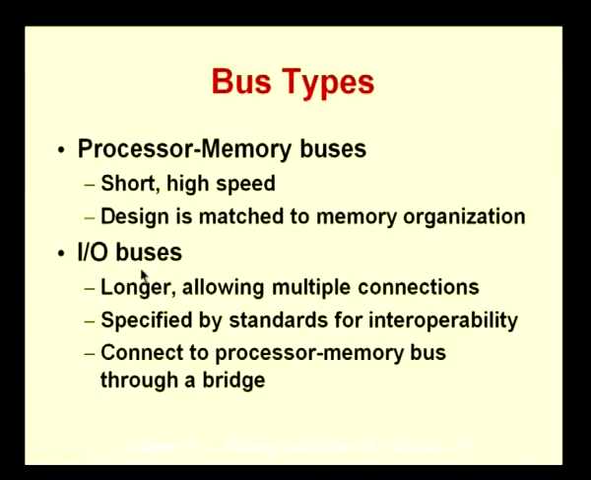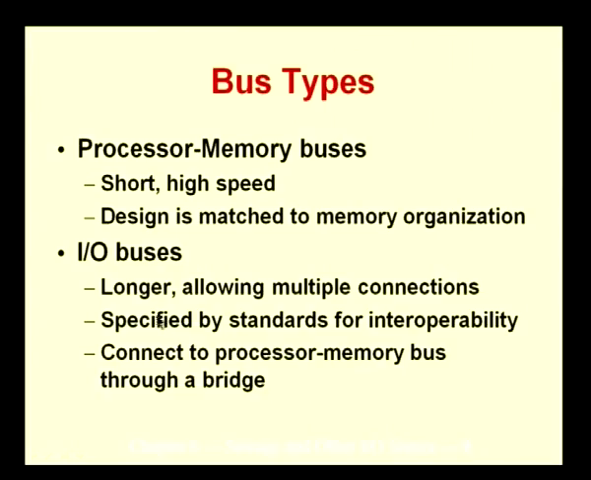In addition to that, we also have IO buses. Normally IO buses tend to be longer and allow for multiple connections, that is, you have different IO devices that you will have to connect. These different IO devices are of different types, so we need buses which can support these different types of devices. In order to support different types of devices, we normally have certain standards, so that you have interoperability in place. So, IO buses are specified by standards for interoperability.